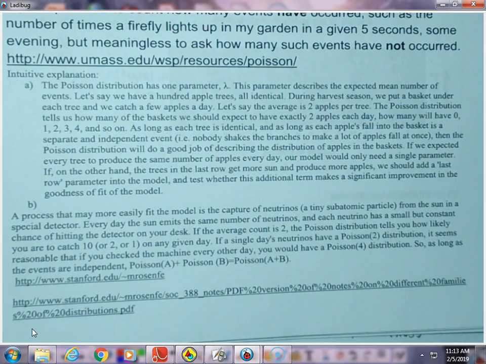Okay, so as long as the events are independent, the Poisson distribution of A plus the Poisson distribution of B equals the Poisson distribution of the quantity A plus B. So basically, if they change the time period on you, just multiply or divide the average to make the appropriate ratio for the amount of time.